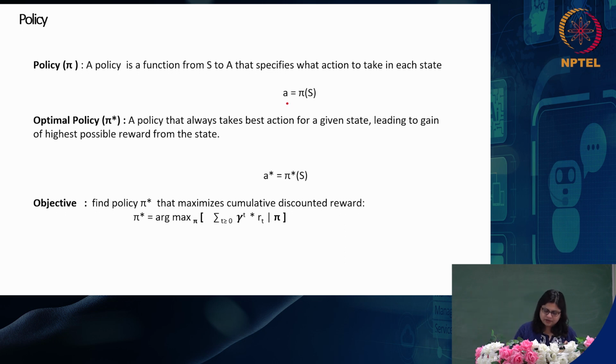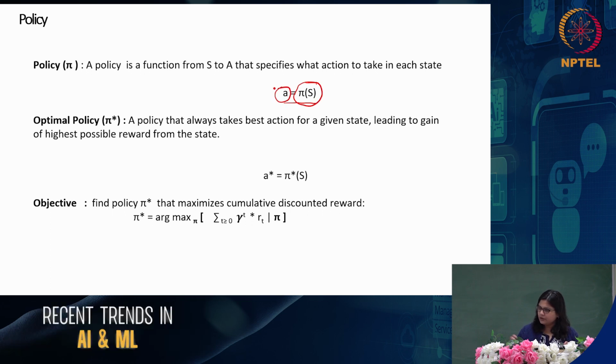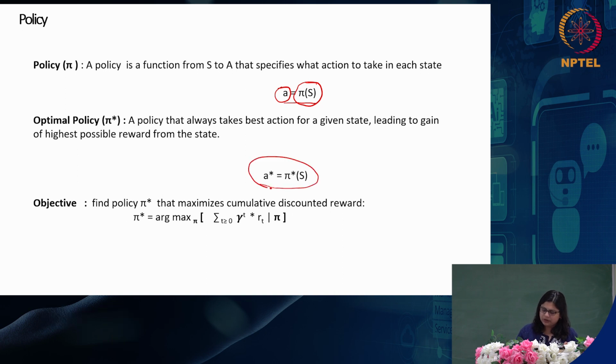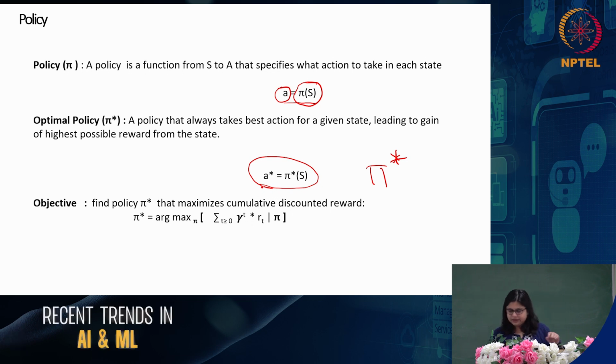See, policy is this. Based on the policy only you are deciding A. You apply pi, the policy, and based on the policy you select A. And this is the optimal policy: pi star is the optimal policy, and based on the optimal policy you decide the optimal action. This algorithm you will understand, I will discuss.